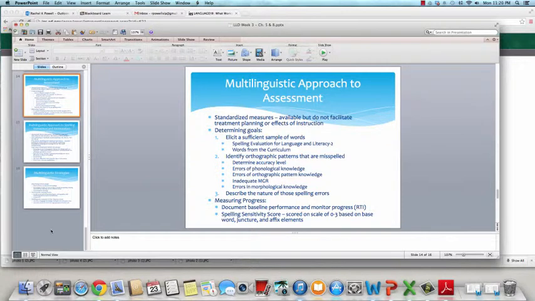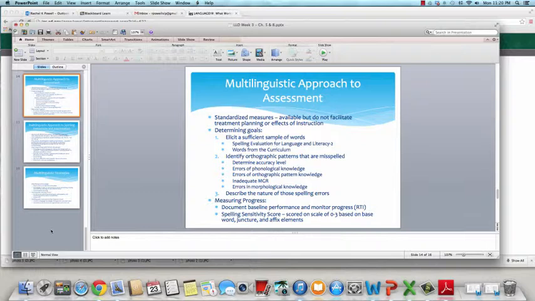So what is the meta-linguistic approach to assessment? You have different types of assessment. You have standardized measures. They are available, but they do not facilitate treatment planning or the effects of instruction. In other words, you can't write goals from the standardized assessment, and you can't analyze their progress based on progress monitoring data from standardized assessment.